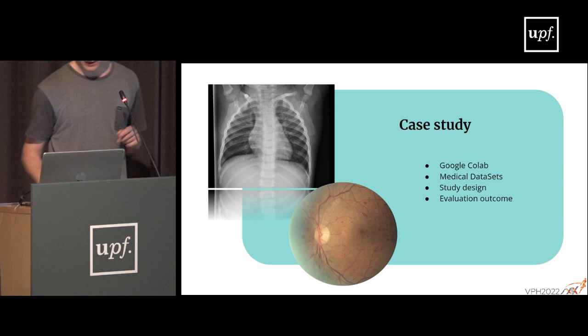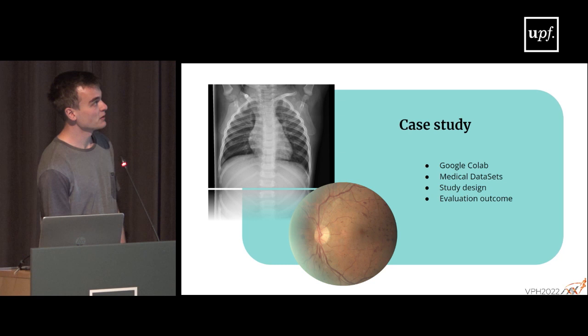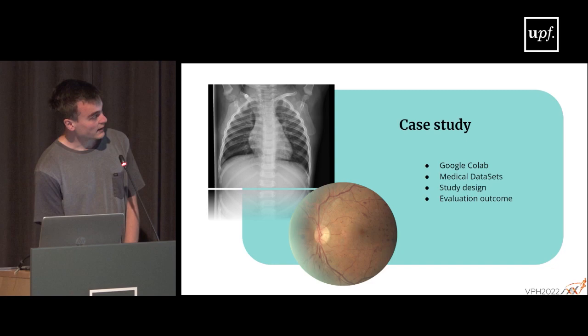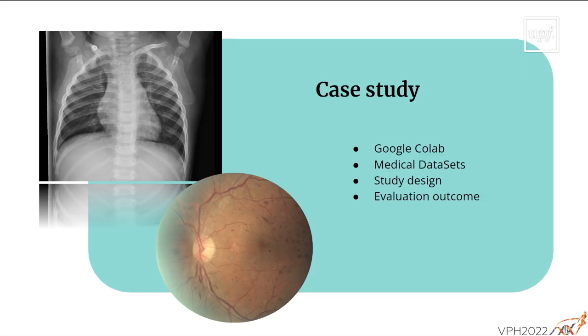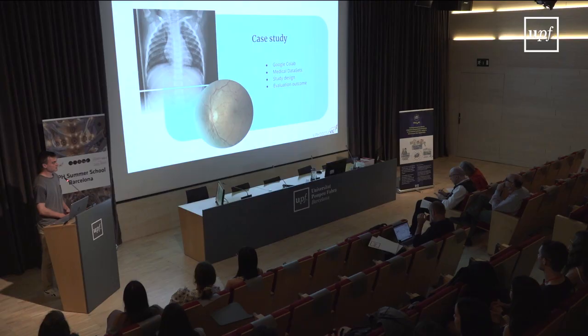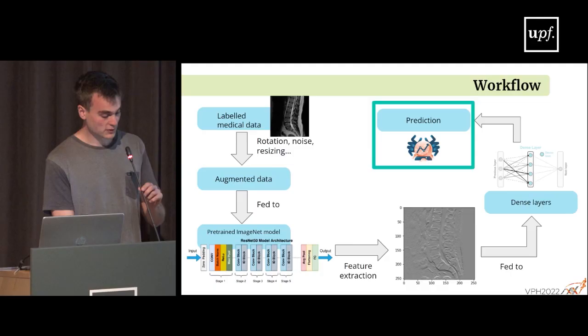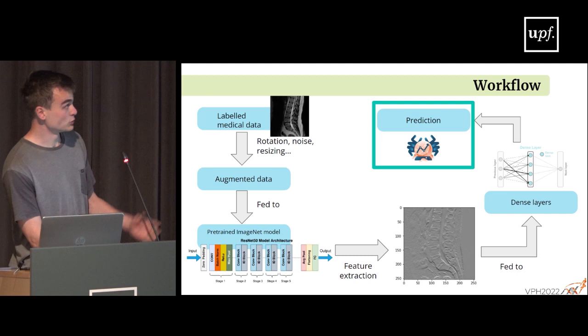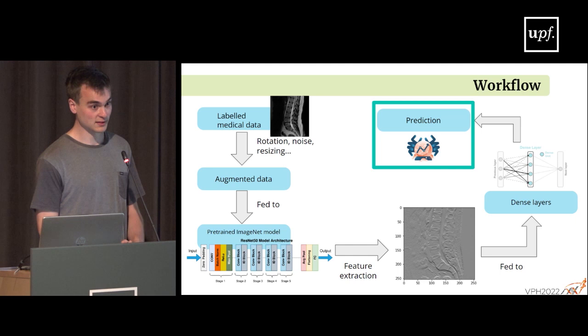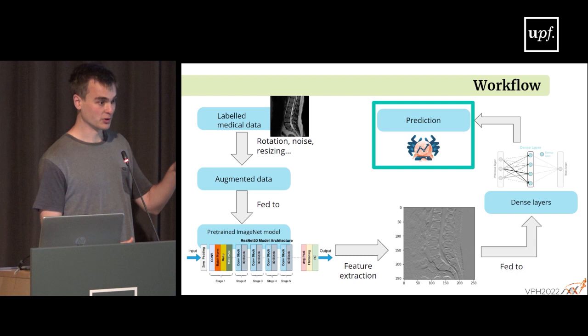Okay, so for the case study, we had actually two cases. One of them was looking at diagnosing pneumonia from X-rays of the chest, and the other one was classifying the stages of diabetic retinopathy from photographs of the retina. The typical workflow when dealing with medical images is to start with a labeled image, labeled as in whether the patient has pneumonia or not, or it could also be the segmentation. Every pixel of the image has to be classified as part of a class.